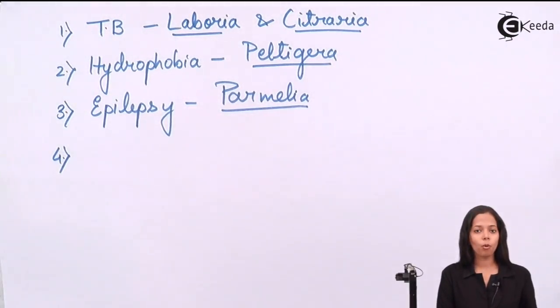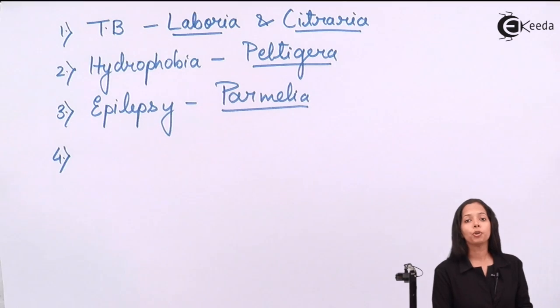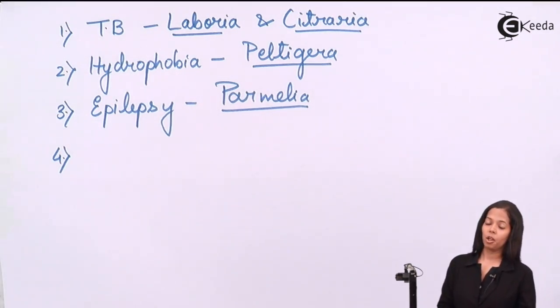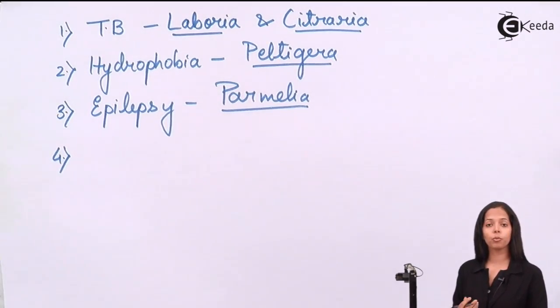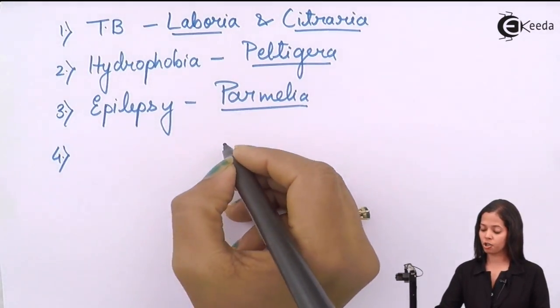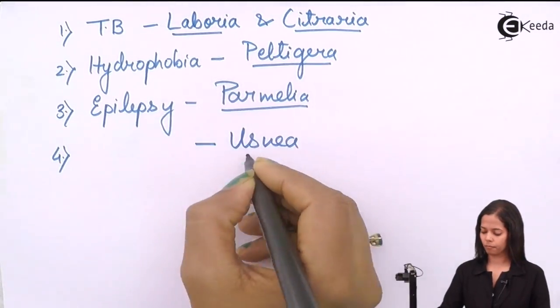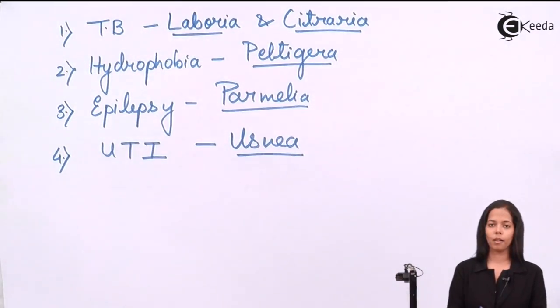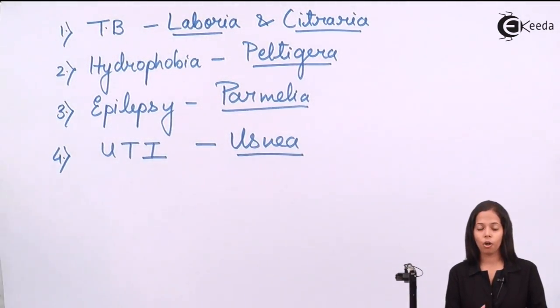Now, there's one more disease which is cured using lichen, that is UTI. UTI means urinary tract infection. Anybody who is suffering from a urinary tract infection consumes medicine which contains one lichen. The name of the lichen is Usnea. It is used for curing many other diseases also, out of which you have to remember this much.